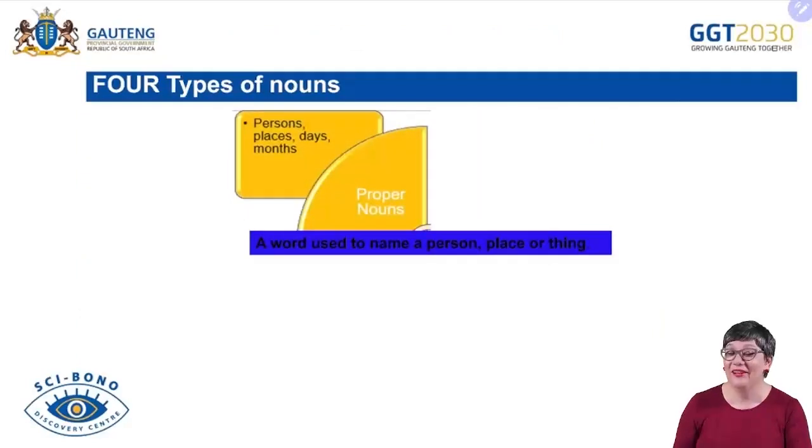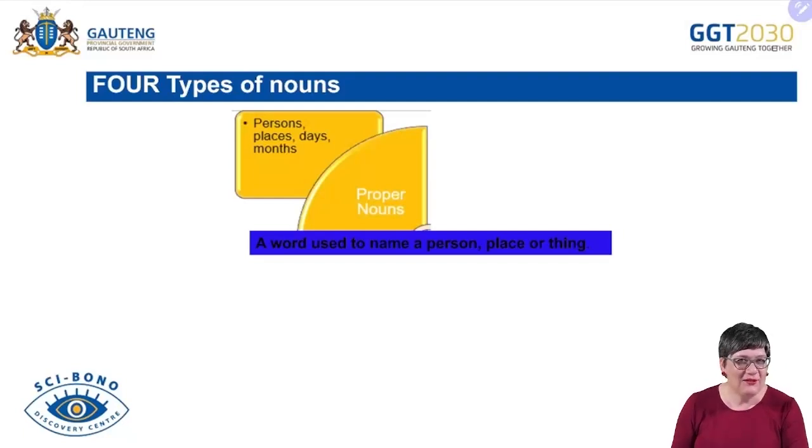Well, I hope you've learned now the 8 parts of speech. Thank you, Mr. Hartman. That really helped. So let's start with nouns. Now you have to remember there are 4 types of nouns. And a noun is used to name a person, a place, or a thing.